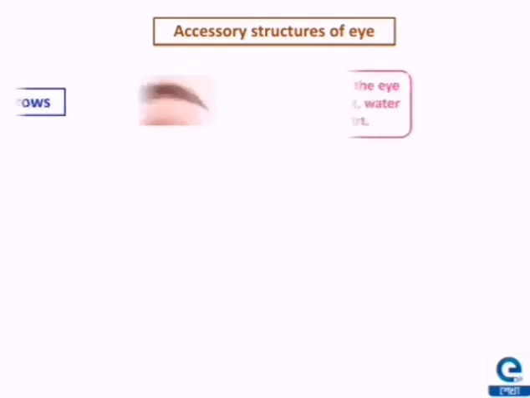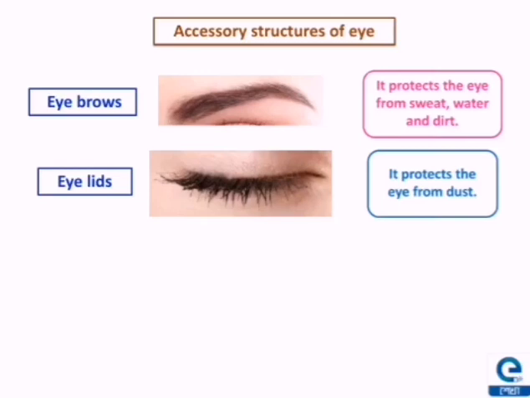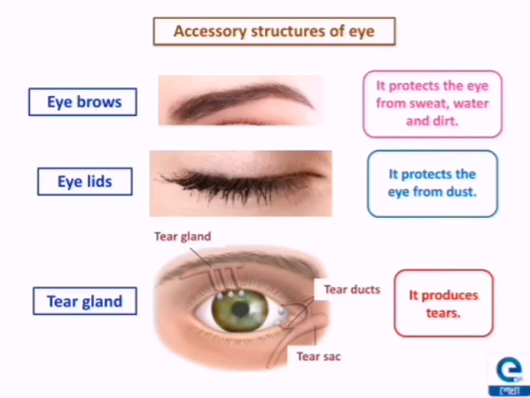We came to the last part of our topic, that is the accessory structures of the eye. The accessory protective structures of the eye are as follows. First is the eyebrows. They protect the eye from sweat, water and dirt. Next is the eyelids. They also protect the eye from dust. Last is the tear glands. They secrete tears and help to keep the eyes moist and lubricated.